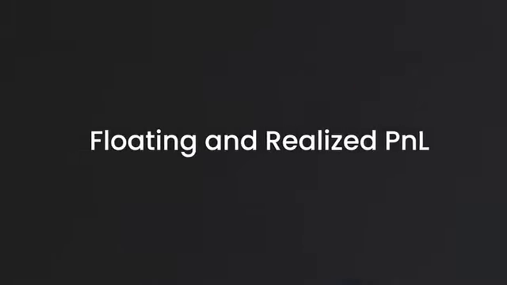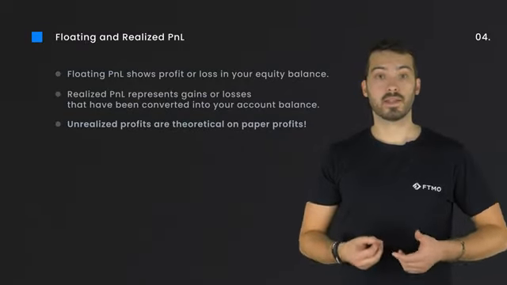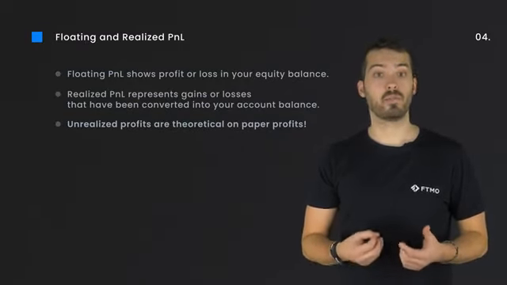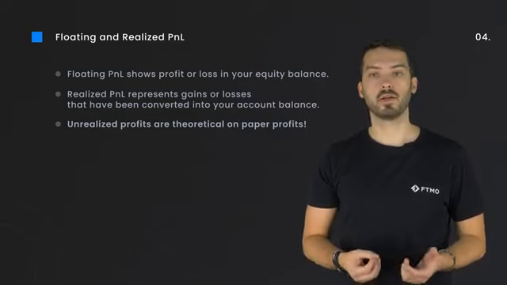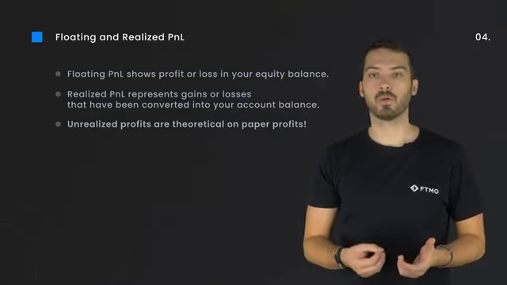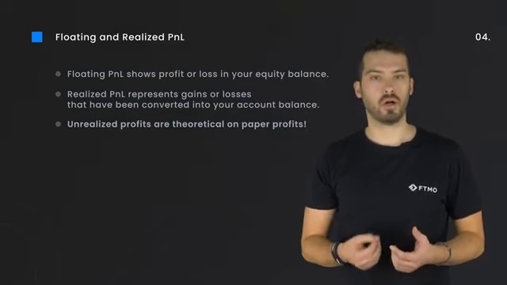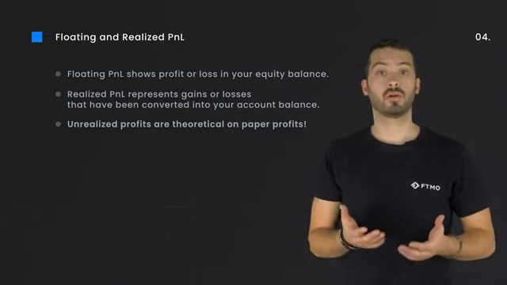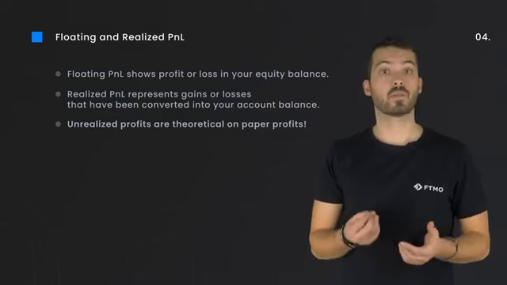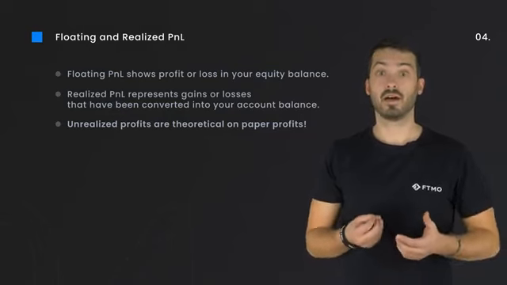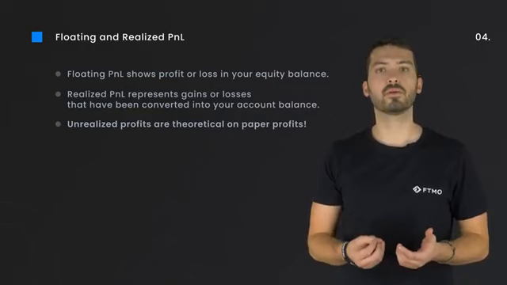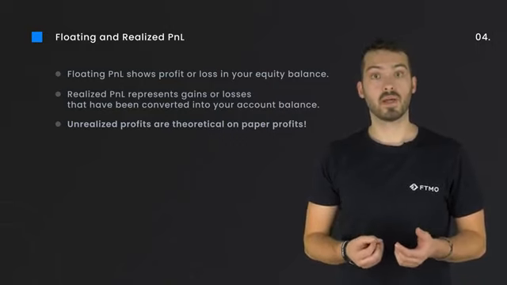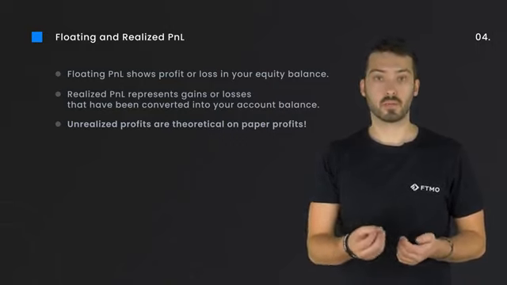Floating and realized P&L. Floating and realized P&L is closely tied with balance and equity. Floating P&L shows profit or loss in your equity balance. This is the profit or loss of trades you have currently open. So, if you went long on gold at 1900, but the price is currently sitting at 1880, it means that you are down 20 points. Your floating P&L would be negative, depending on your position size.